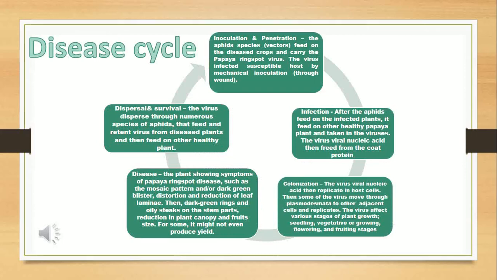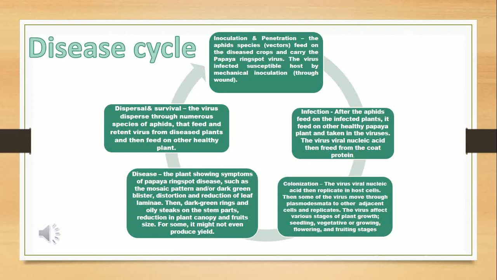Now, I will explain about the disease cycle of Papaya Ringspot virus. The disease cycle is categorized into a few stages, which are inoculation and penetration, infection, colonization, disease, dispersal, and survival stage. The first stage is inoculation and penetration.